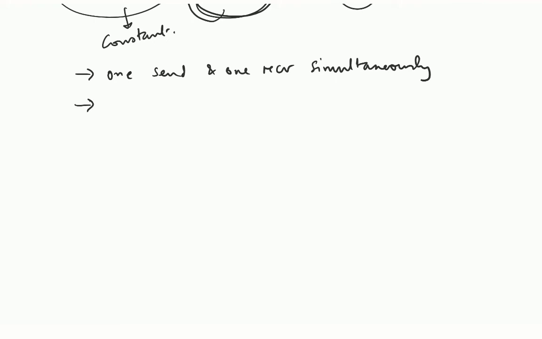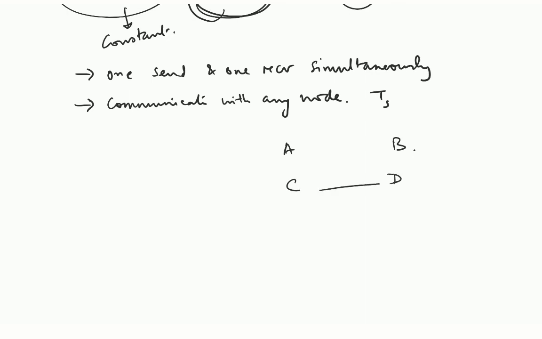And the other simplistic assumption over here is that, no matter which node you communicate with, your TS, the startup time, is the same. The other thing is that suppose A is trying to send to B and simultaneously C is trying to send to D. So it assumes that there is no contention. It assumes that the time it will take will be TS plus m TW, because the paths from A to B and from C to D are disjoint.